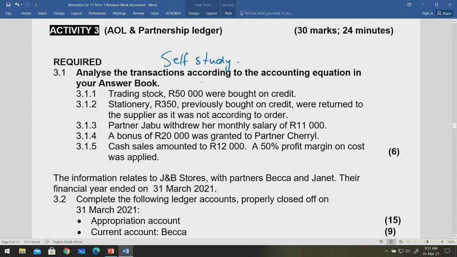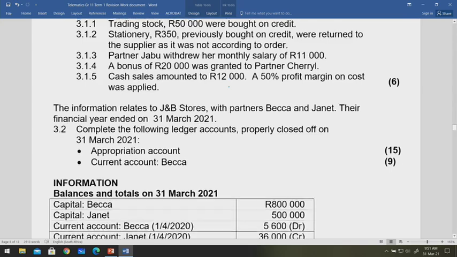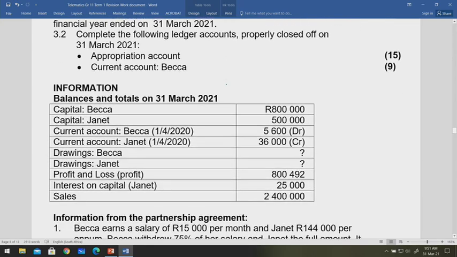Information in 3.2 relates to J&B stores with partners Becca and Janet. Their financial year ends on the 31st of March 2021. And we have to show the appropriation account, and we also have to show the current account of Becca. They give us information at the end of the year, on the 31st of March 2021. Important to notice, this is at the end. So at the end of the year, the capital contributions 800,000 and 500,000.